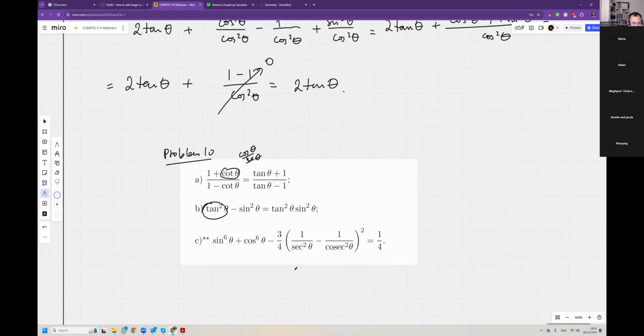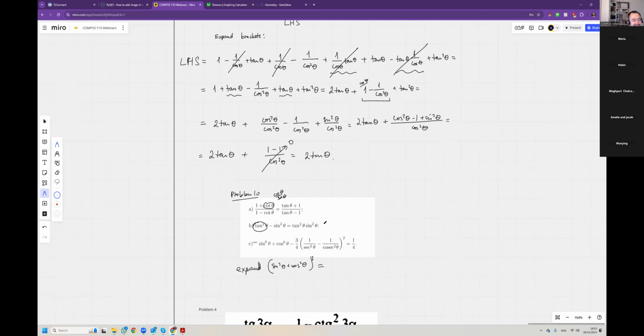Here, oh, this is a bit more sophisticated. It's a double star question. What you need here is you need sine squared theta plus cos squared theta to the power 3. You need to expand this when you're doing this question. Expand this and then something might be born from there.